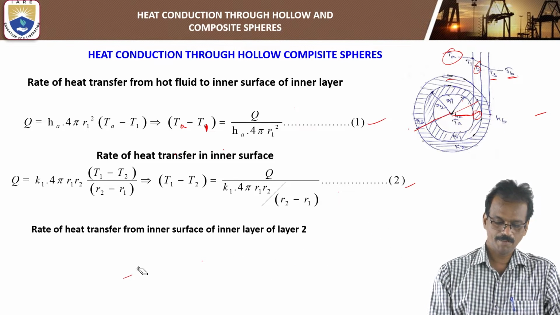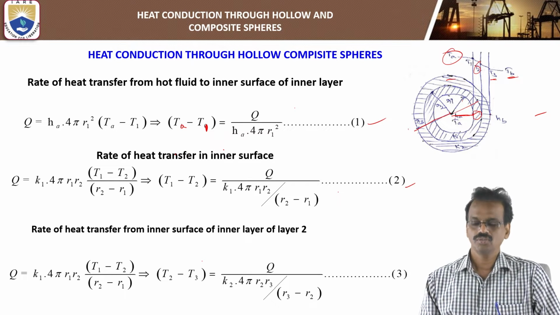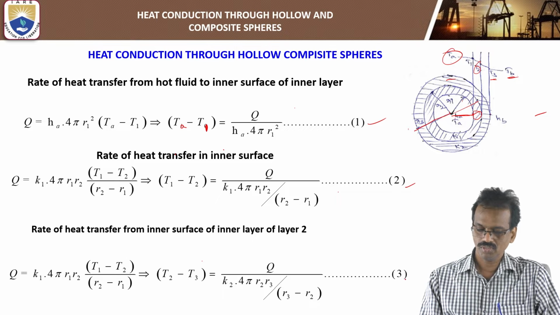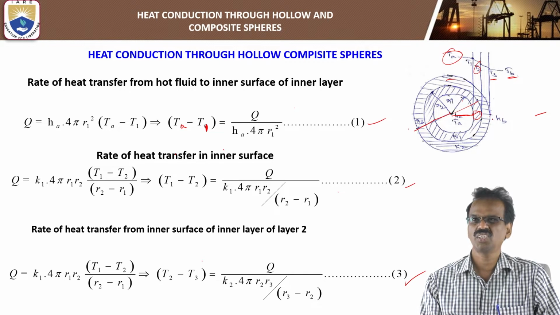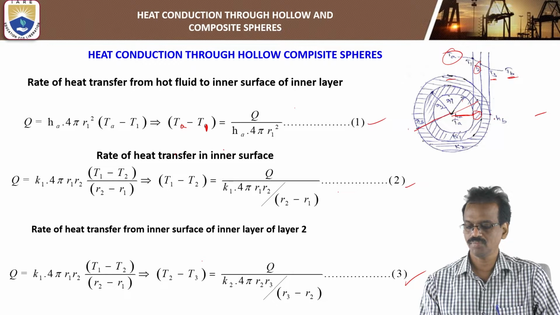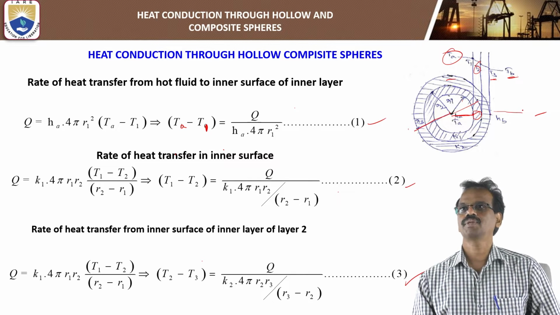Just a printed matter. So this is equation 3. You got equation 1, equation 2, equation 3. So heat transfer takes place up to the outer surface of layer 2. Now we'll see the heat transfer from the outer surface of layer 2 to ambient temperature, meaning atmospheric temperature, the cool fluid temperature.